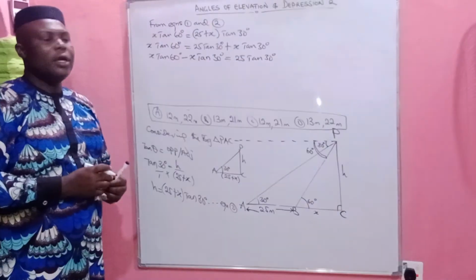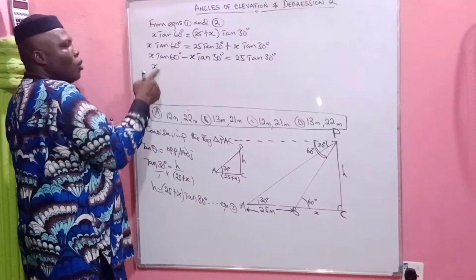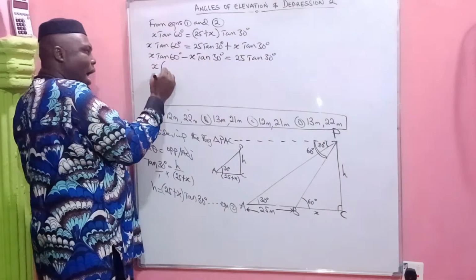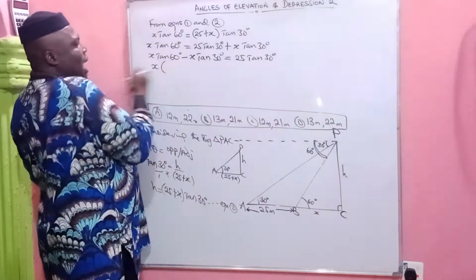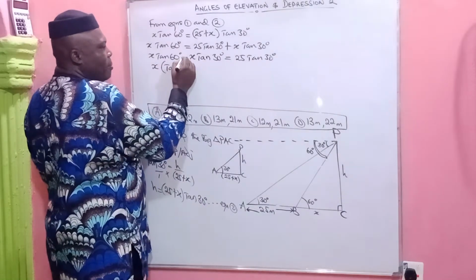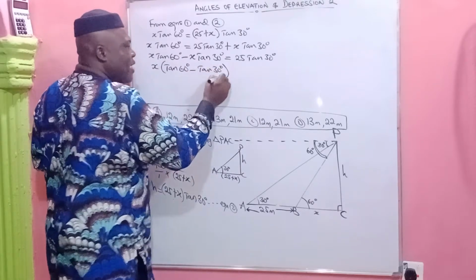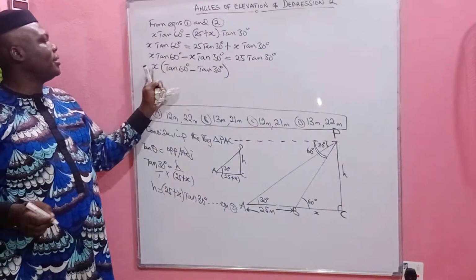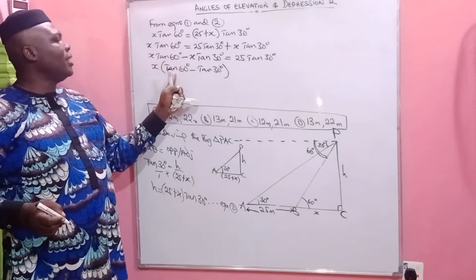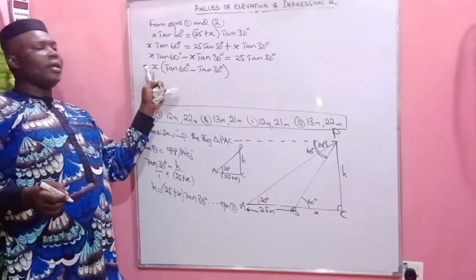That will be left. And we want to find the value of x. So we factor out x. If you take x out, what do you have? Tan 60 degrees minus tan 30 degrees. So we have factored x out. This x and x is taken out. So you have tan 60 degrees left minus tan 30 degrees left because the x itself is out.